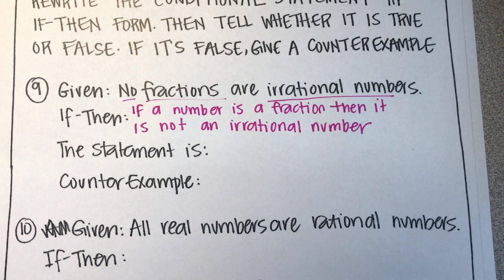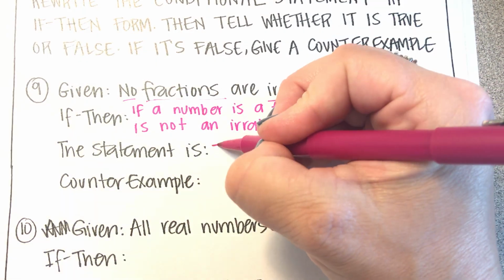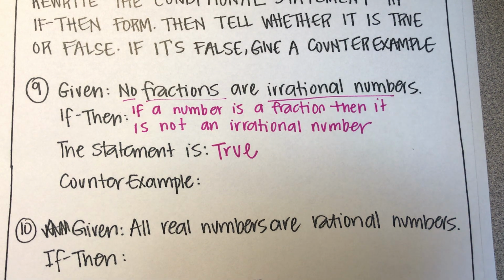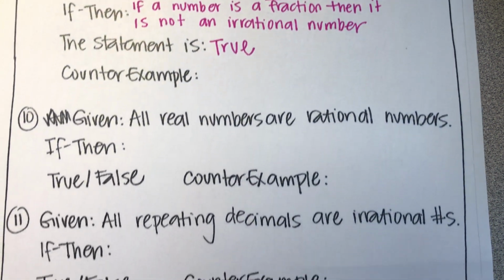Okay, so is that true or false? If a number is a fraction, then it is not irrational. That's true, right? If it's a fraction, then it's automatically rational. We are writing it as a ratio. The definition of irrational is that you can't write it as a fraction. So if we are writing it as a fraction, then automatically it is rational. Okay, so look at the next one.